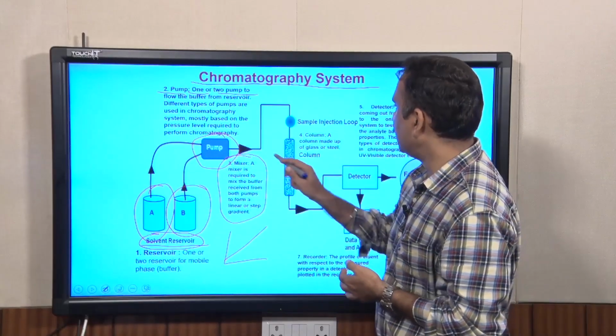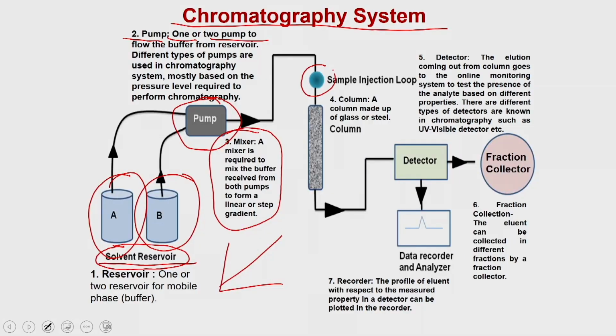Following this mixer, you are going to have the sample injection port. Through this sample injection port, you are going to inject your crude mixture. Once you inject the crude mixture, it is going to be applied onto the column, and depending on the pressure system, the column could be made up of glass or steel. Next to the column you are going to have the detector.